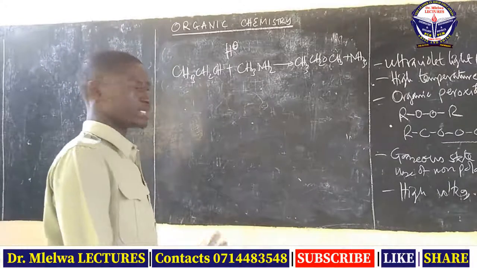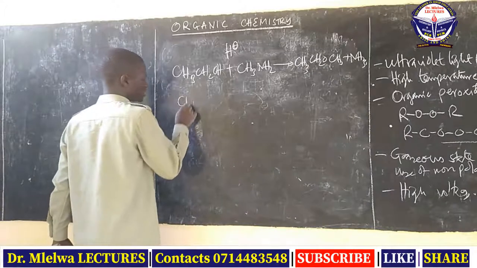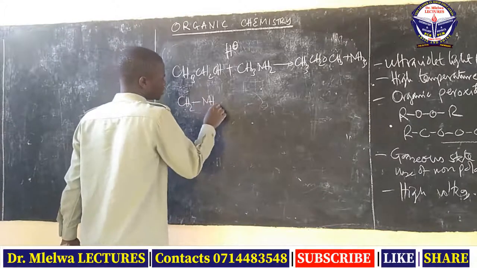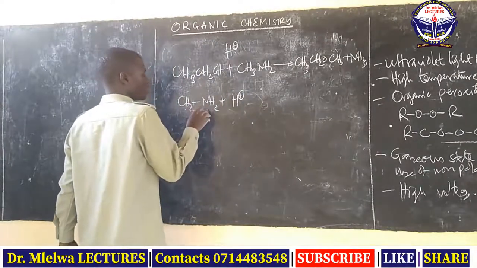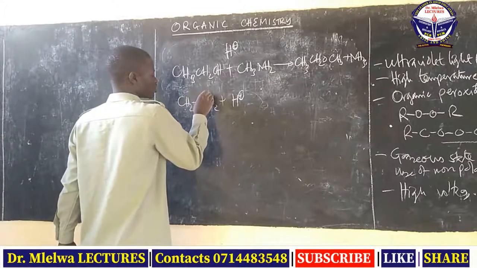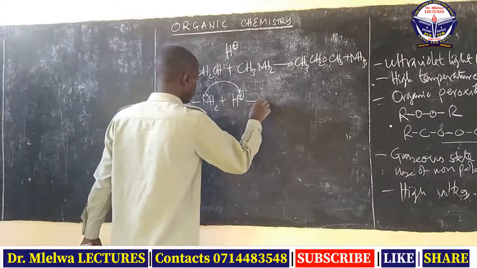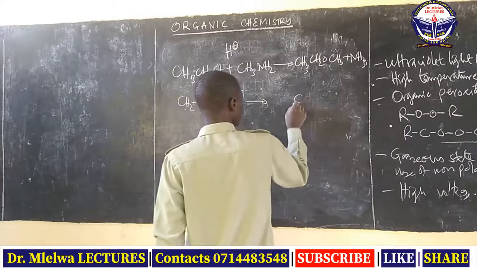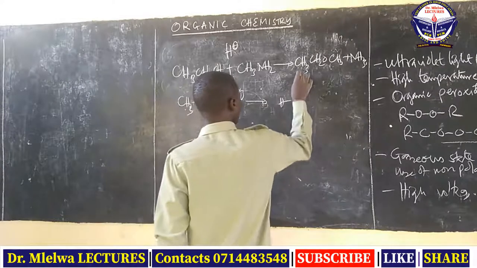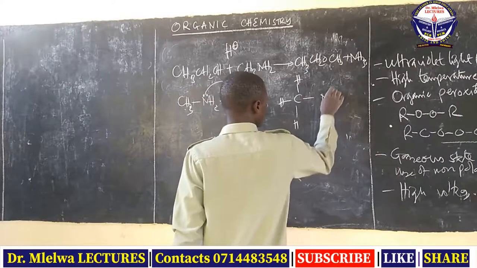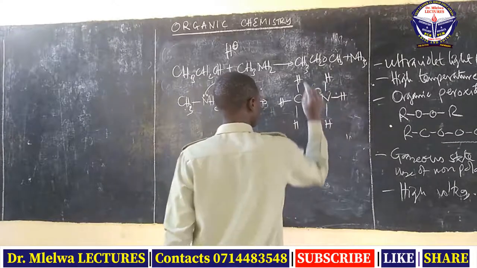So for example, this reaction hutokea on acidic condition. In the presence of acidic condition, we have CH3NH2 with a lone pair. So the lone pair will donate electrons. Ikidonate tutatengeneza nini? Tutatengeneza carbon, hydrogen, hii ni CH3, hydrogen, then tutatengeneza nitrogen, hydrogen.